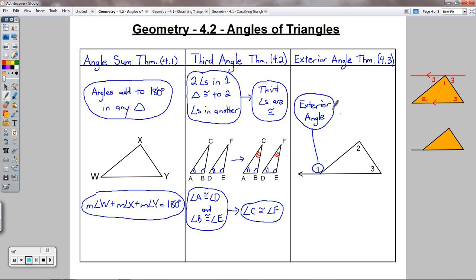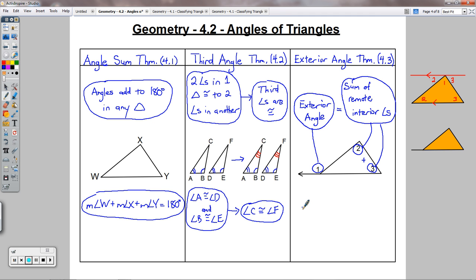So this exterior angle equals the sum of these two. We take this one and add them together, and we get the same value as the measure of angle 1. So it's the sum of what we call the remote interior angles. That's a fancy way to say the angles that are across from, not directly adjacent to, the exterior angle in question. The exterior angle equals the sum of the remote interior angles. These are the remote interior angles with respect to this angle.